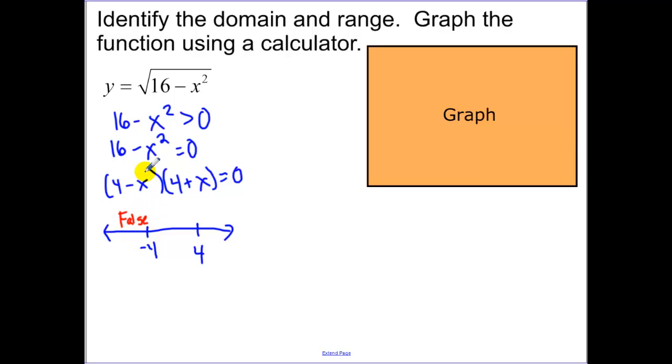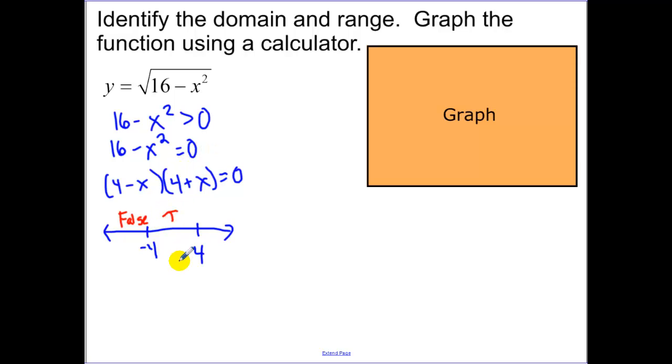Or basically, when I plug the number into our original function, I can't have that number in my domain because we can't take the square root of a negative number. Say now when I plug in 0 into this inequality, we get 16 is greater than 0.